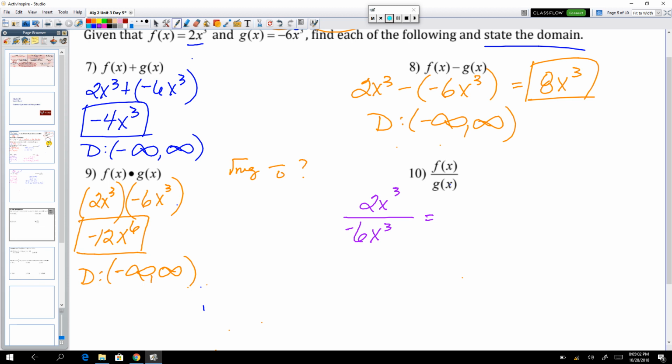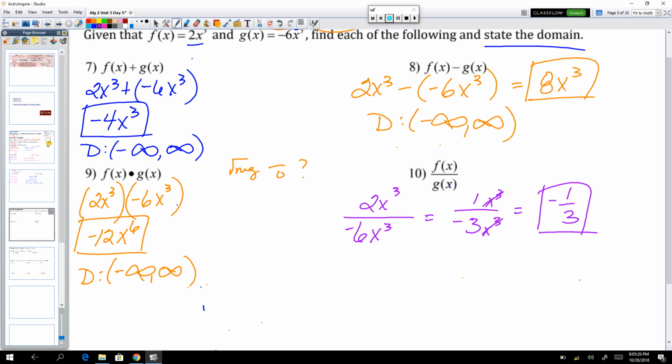Now we're going to simplify this as much as possible. We're going to simplify the 2 and the 6. We see that there's a common factor of 2 in both of those. I'm going to stretch this out. You'll see why in a minute. And then x cubed over x cubed, that can be simplified as well, so that I'm left with negative 1 over 3 as my final simplified answer for number 10.